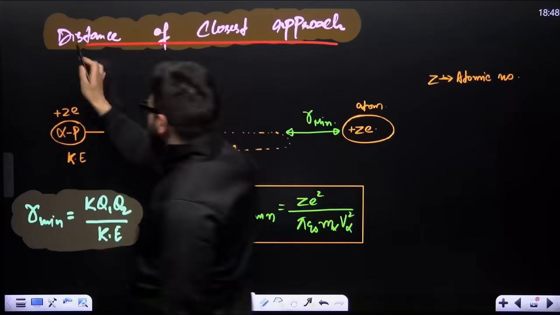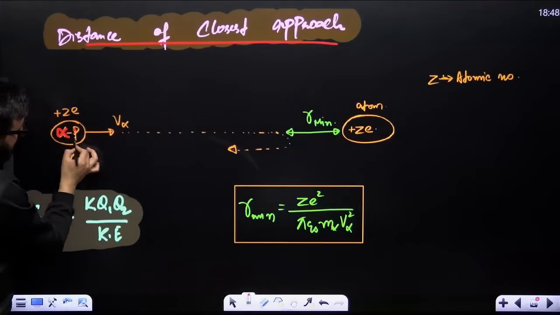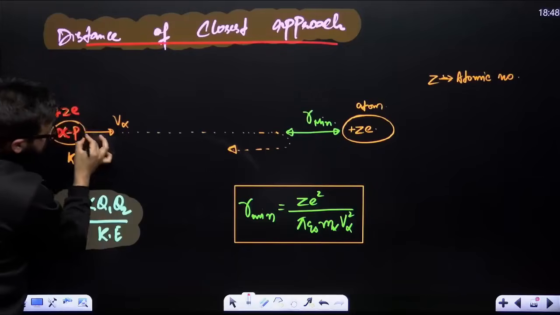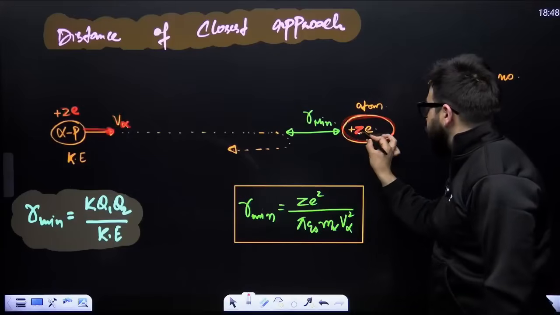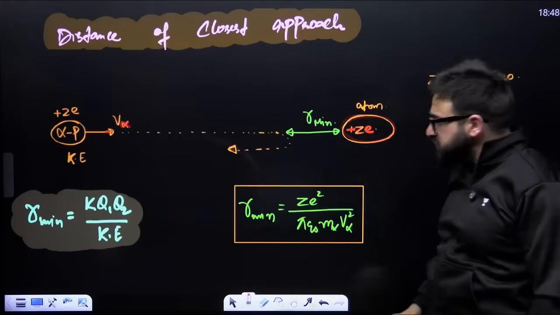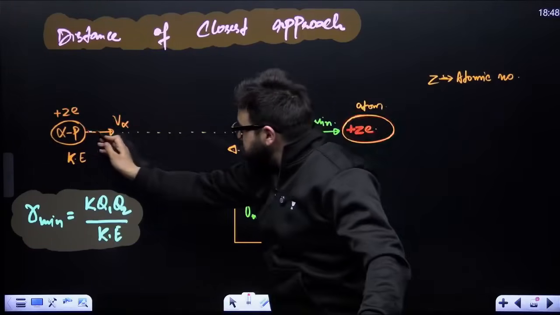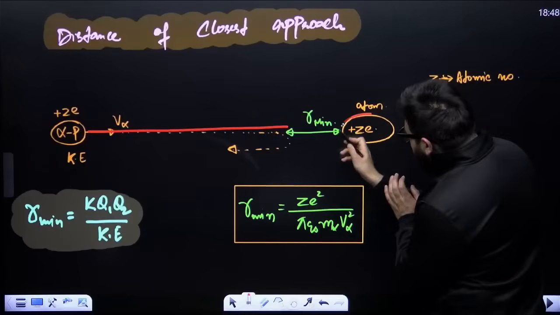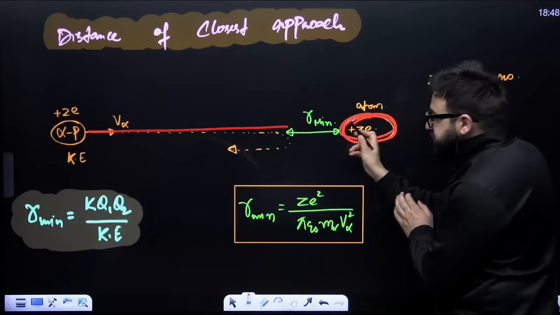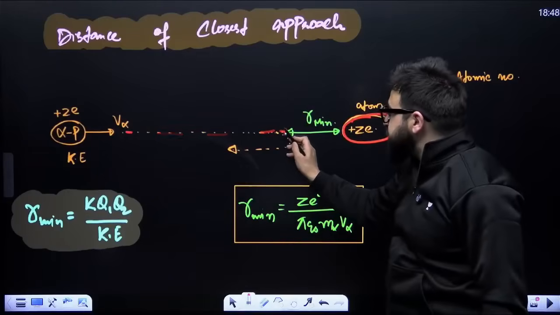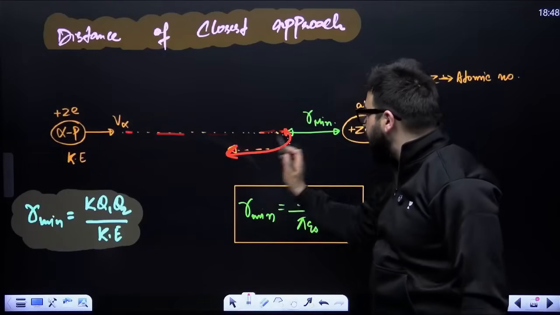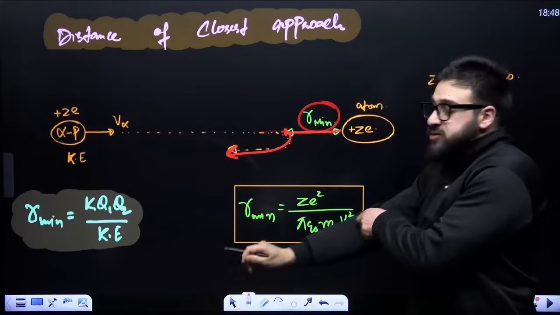Then we come to the distance of closest approach. My dear NEET aspirants, this is an alpha particle having positive charge 2e. If you throw this with a velocity v_alpha toward an atom having atomic number Z, this is the charge on the atom. The positively charged nucleus is going to repel this positive charge, so the alpha particle will come close. At a certain distance, it will face maximum repulsion and be repelled back. This distance is what we call the distance of closest approach.